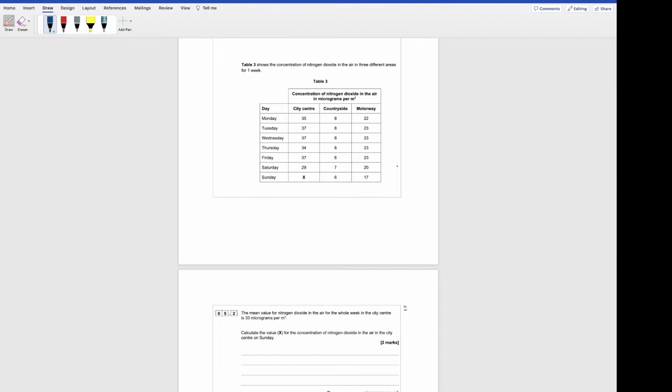I think it's probably a bit of a pain for most people, but we'll work through it. I'll show you what happens. So the average was 33 micrograms per metre cubed per day, for the whole week in the city centre. So if I know that, how many days in a week? 7. So we're going to do 33 multiplied by 7. Then we're going to subtract all of the city centre's values from it. Because if I know what the average is per day for the whole week, I can start to subtract every day's city centre value from it.